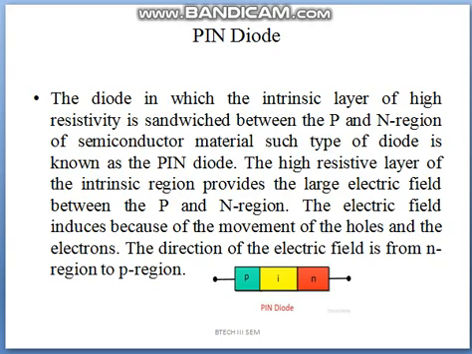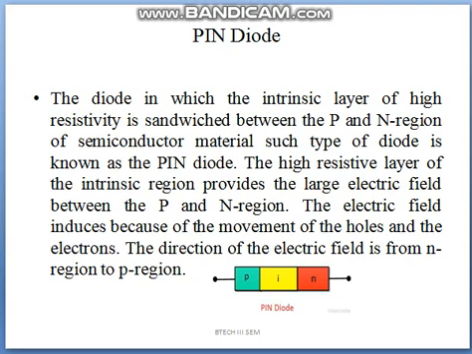Now we discuss the PIN diode. The full form of PIN is p-type intrinsic n-type. The diode in which an intrinsic layer of high resistivity is sandwiched between the p and n regions of semiconductor material is known as a PIN diode. The high resistive layer of the intrinsic region provides a large electric field between the p and n regions. The electric field is induced because of the movement of holes and electrons. The direction of the electric field is from the n region to the p region.